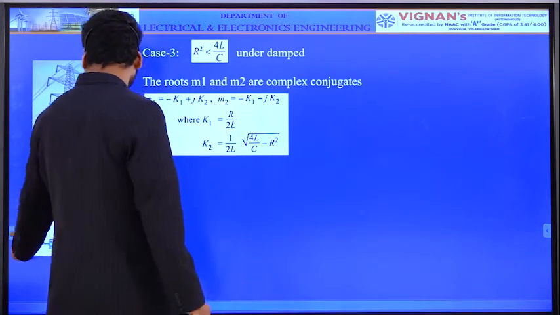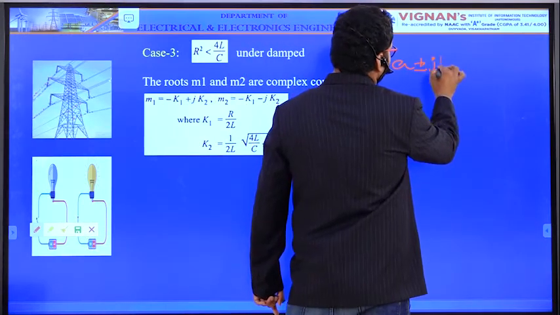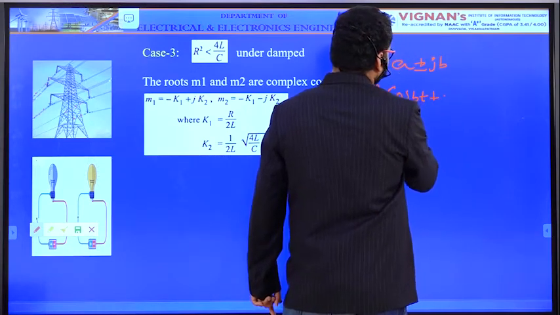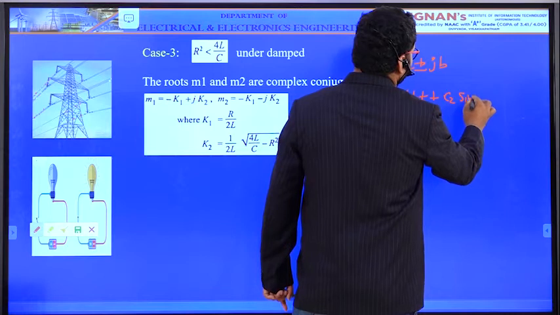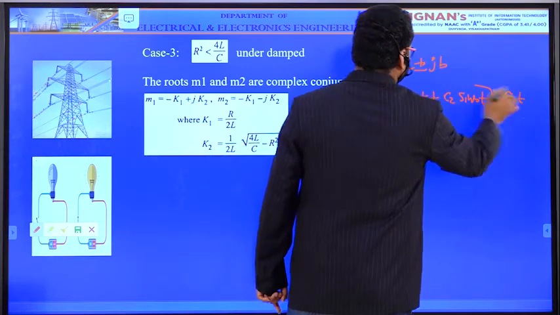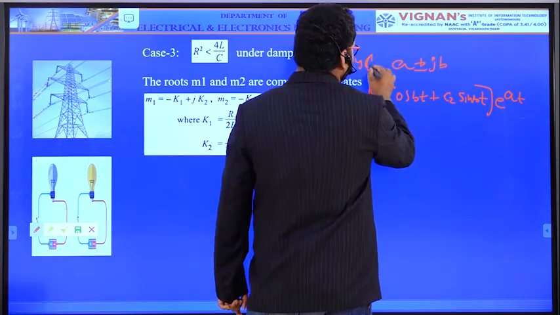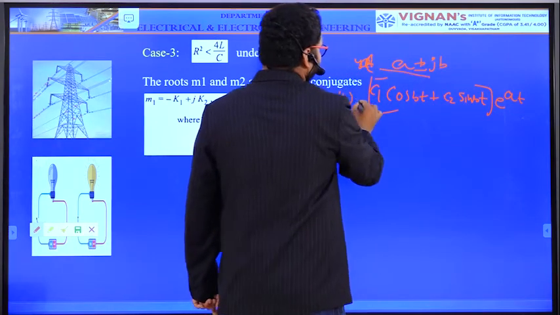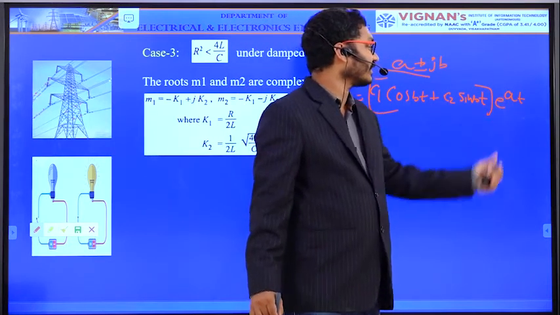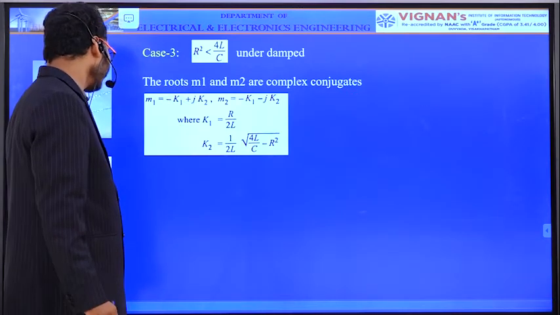For real and imaginary roots, how will you get the solution? Suppose the roots are in the form a plus or minus jb. Then y of t equals e to the power of at times (c1 cos bt plus c2 sin bt). Like this it is there, so for complex, imaginary roots.